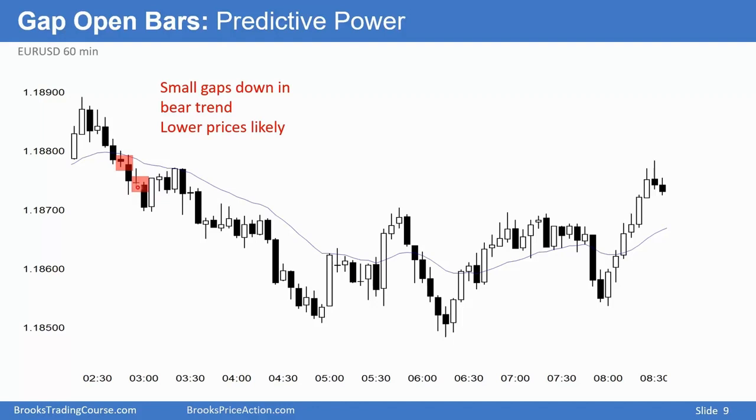Same thing here. This open below that close tells you that a lot of traders sold at the market as soon as this bar closed, and therefore the market was likely to go at least a little bit lower. Ultimately, it went a lot lower.